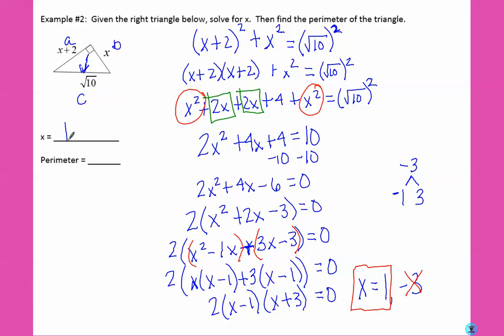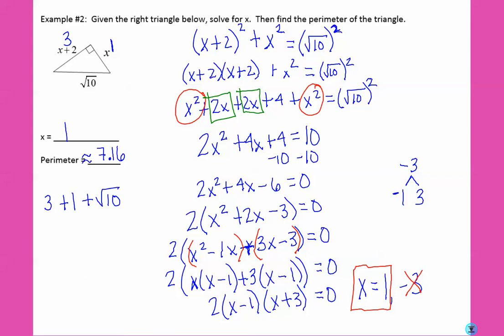So x equals 1. And then what if we wanted to find the perimeter? Perimeter, remember, means add up all the sides. So x would be 1. This would be 1 plus 2, which would become 3, and, sorry, square root of 10. 3 plus 1 plus the square root of 10. If you type that in your calculator, we get that the perimeter is approximately 7.16. And it didn't have any units, so you could just write units or you could just leave it.